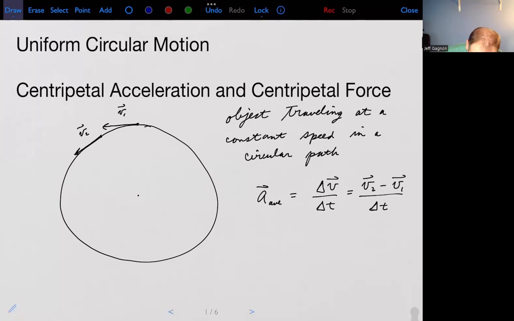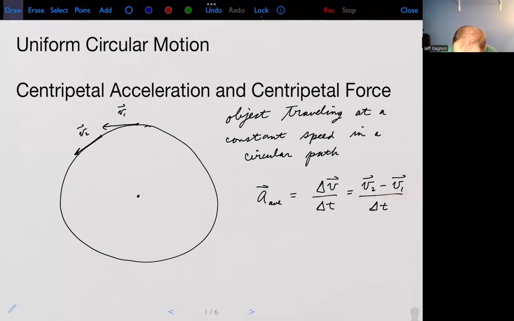So I can get an idea of the direction of this acceleration by calculating the numerator here, the change in velocity. Because remember, velocity is a vector, so change in velocity is a vector. Delta t is just a scalar. It has no direction. So the direction of the acceleration comes from the direction of the change in velocity. That's a key point. The direction of the acceleration is going to be given by the direction of this change in velocity, which is really v2 minus v1. So here, let's actually draw this out.